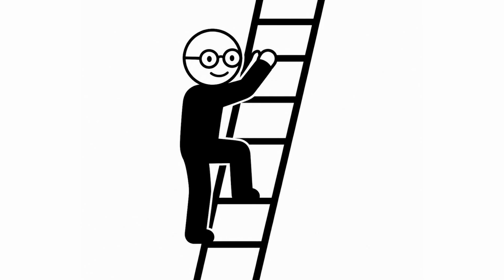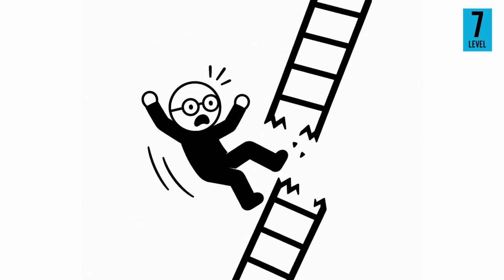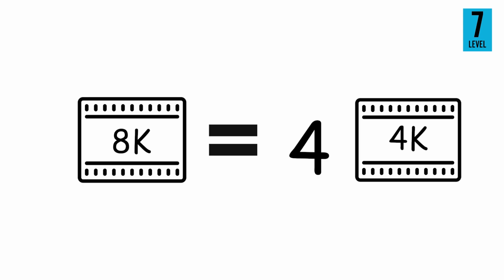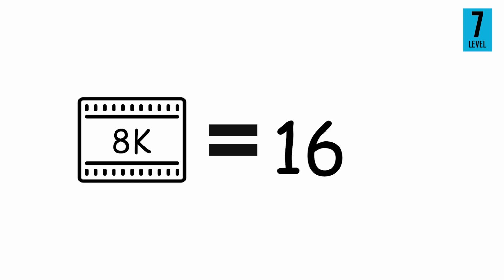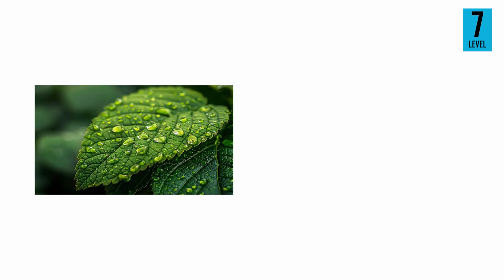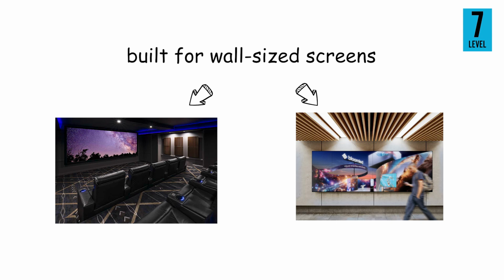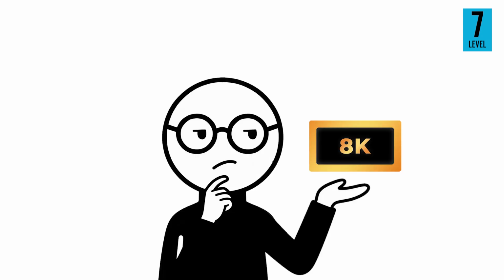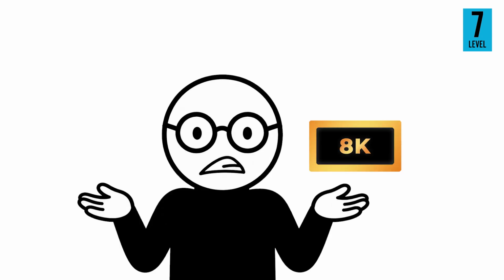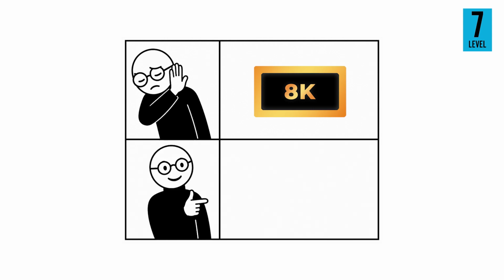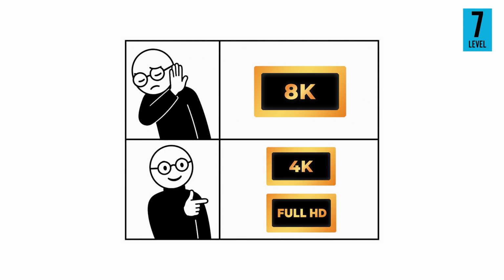8K, and this is where the whole ladder quietly collapses. 8K is 7680 by 4320. 4 times 4K, 16 times Full HD. It is the sharpest resolution money can currently buy, built for wall-sized screens in luxury home theaters and showroom demos. It is also, for almost everyone, pointless. Hardly anything is even filmed in 8K. Most of what you watch maxes out at 4K or Full HD.